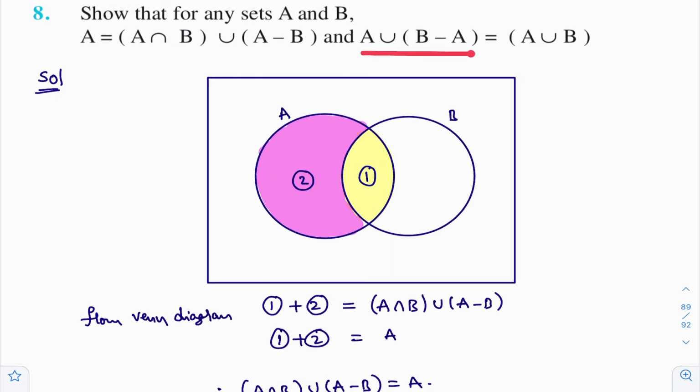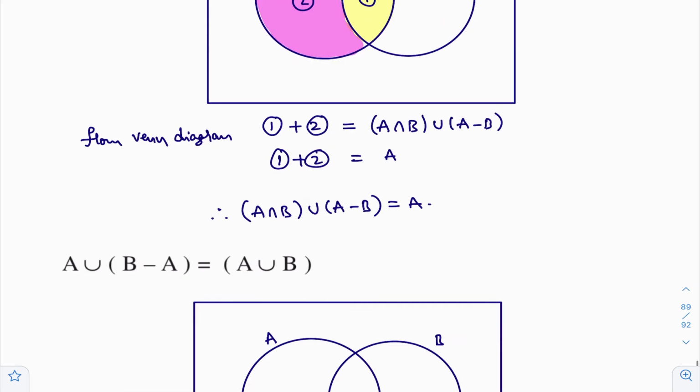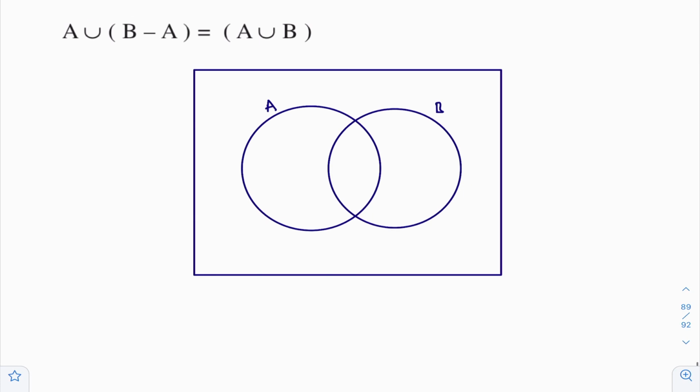Now you observe that I'll prove this second one. A union B minus A equal to A union B. Okay, I'll prove this by using Venn diagram. So I need to prove this one: A union B minus A equal to A union B. First I'll identify what is A union B. You observe in this diagram which part is A union B. Which part is A union B? You please observe here whatever I am marking, this part. This is A union B.